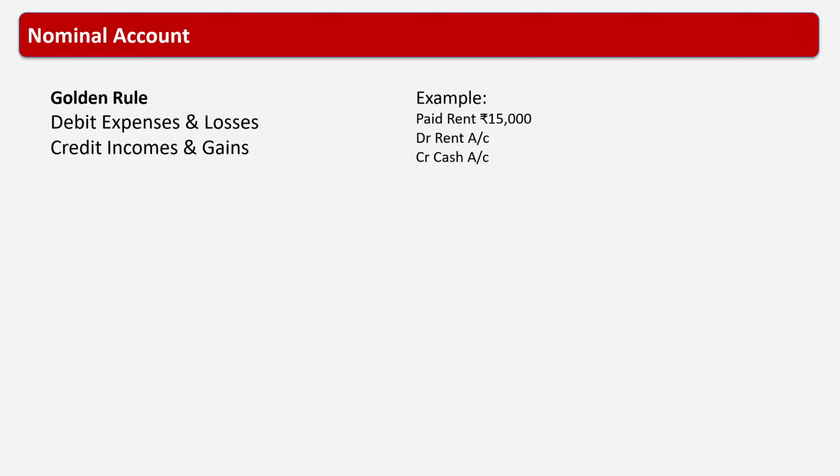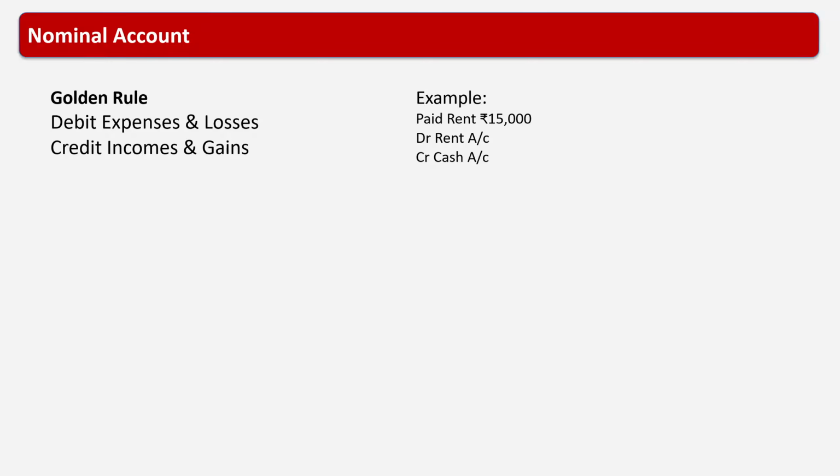For example, paid rent of 15,000 rupees. Here the rent is an expense to our organization. So rent account will be debited, using the golden rule: debit the expenses and losses. And what is going out from the organization? Cash, we are paying cash. So cash account will be credited.